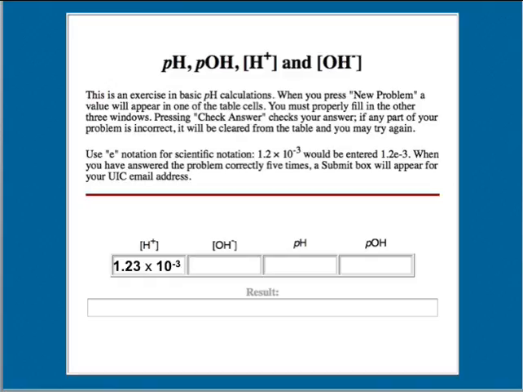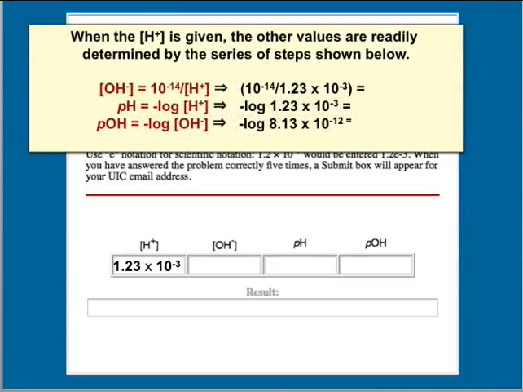So would it be like 10 to the minus 14 divided by 1.23 times 10 to the minus 3, right? So you have to do 8.13 times 10 to the negative 12. Is 8.13 the answer? 8.13, we have a winner.